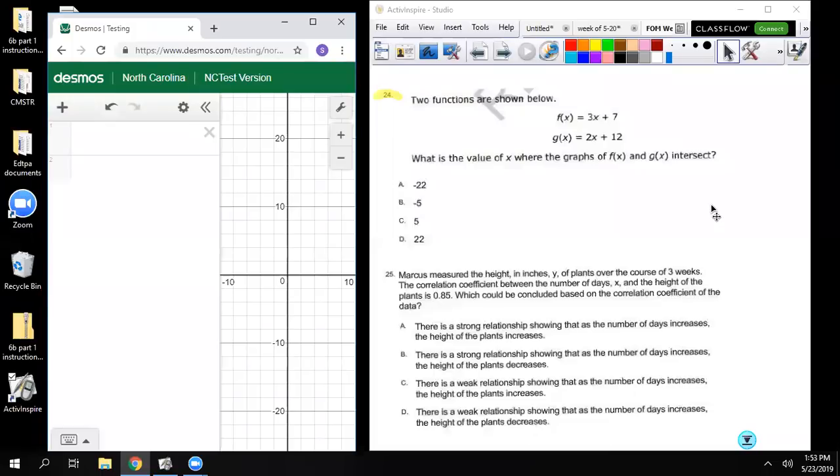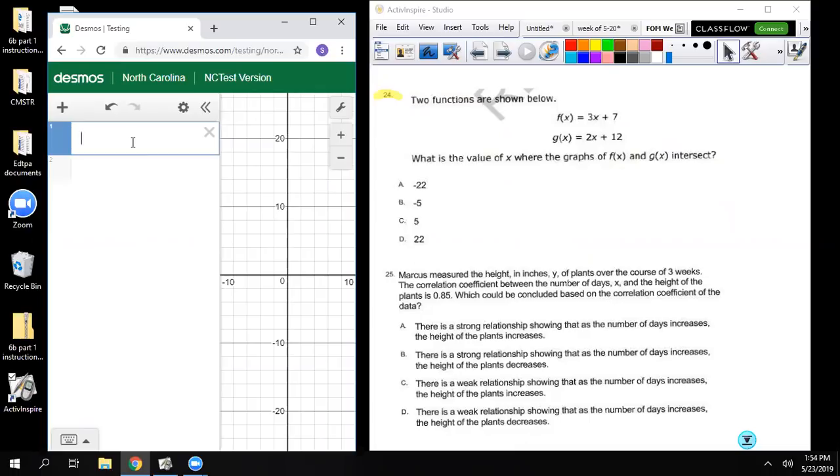Okay, so the last question I'm going to look at from the released EOC active portion under writing and solving systems of equations and inequalities is question number 24. And here it is. So two functions are shown below. We have f of x is equal to 3x plus 7, and we have g of x is equal to 2x plus 12. We want to know what the value of x is where the graphs of f of x and g of x intersect. So, of course, all we have to do is type it into Desmos. So let's go ahead and do that.